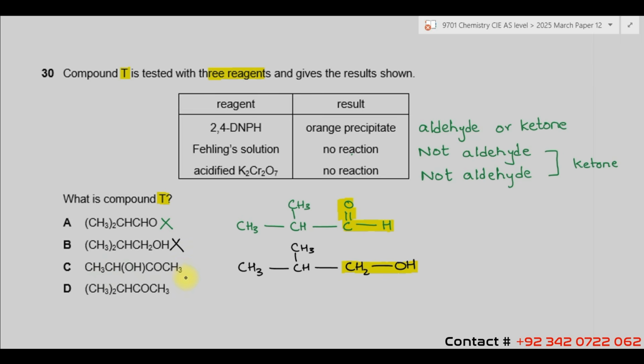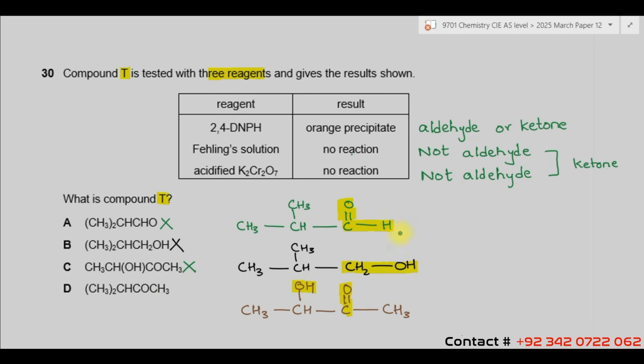Third one is CH3, CH, OH, C double bond O, CH3. We have two functional groups. One is secondary alcohol, one is ketone. Secondary alcohol can be oxidized by acidified potassium dichromate into a ketone. So this is also wrong.